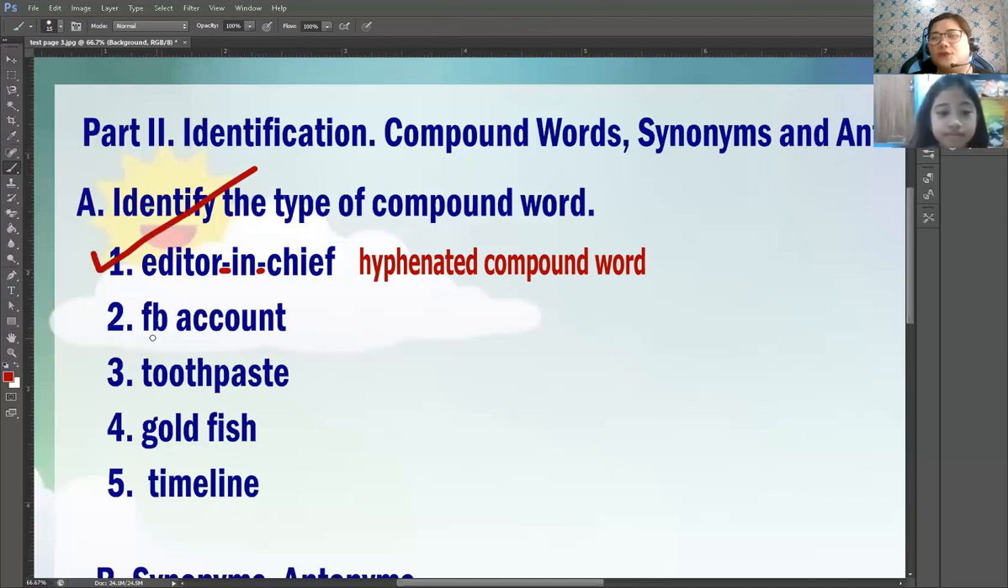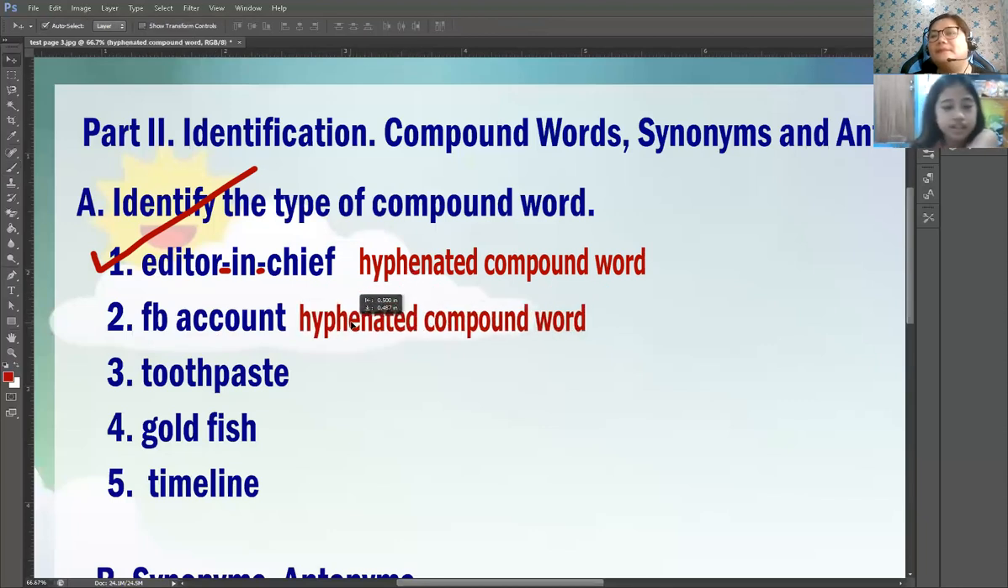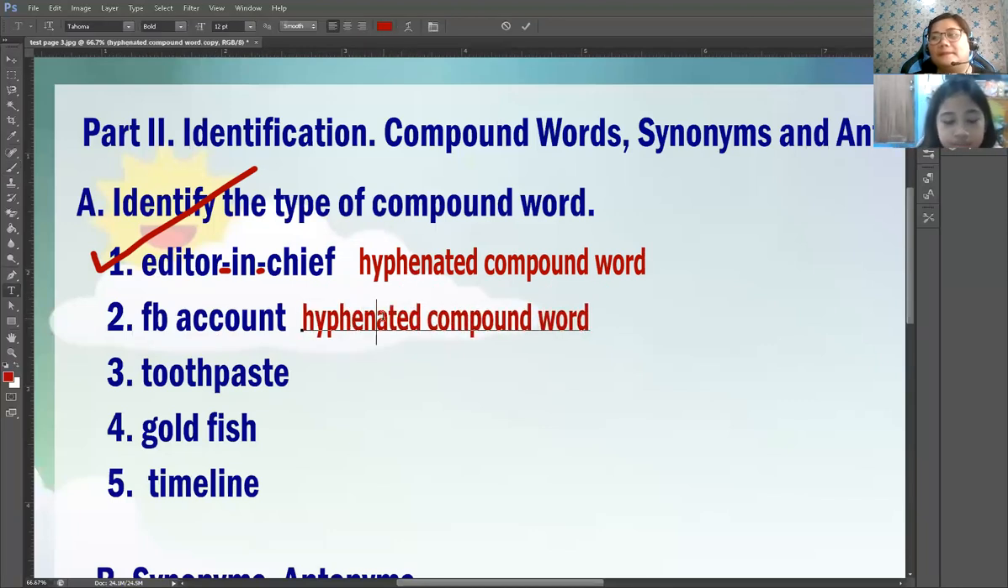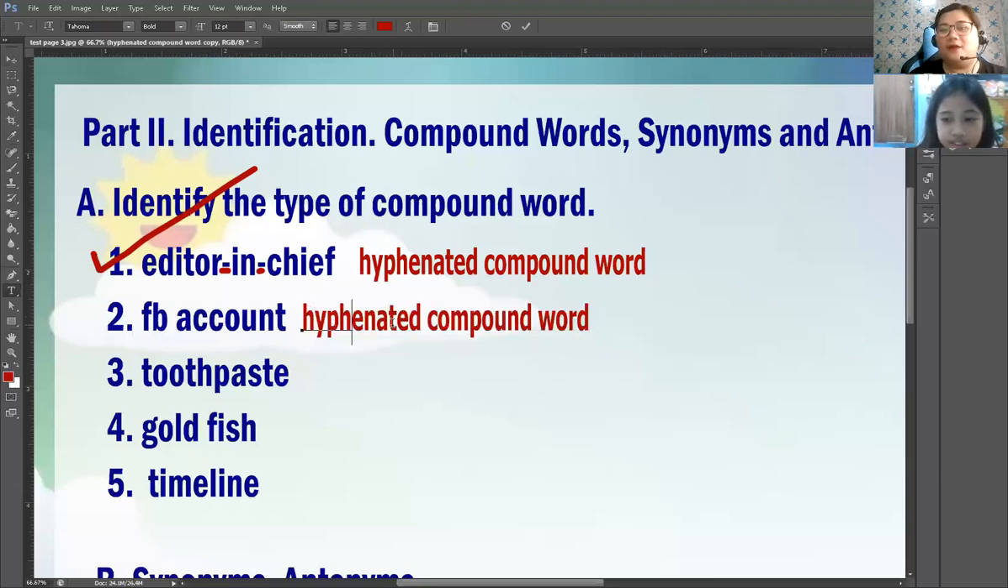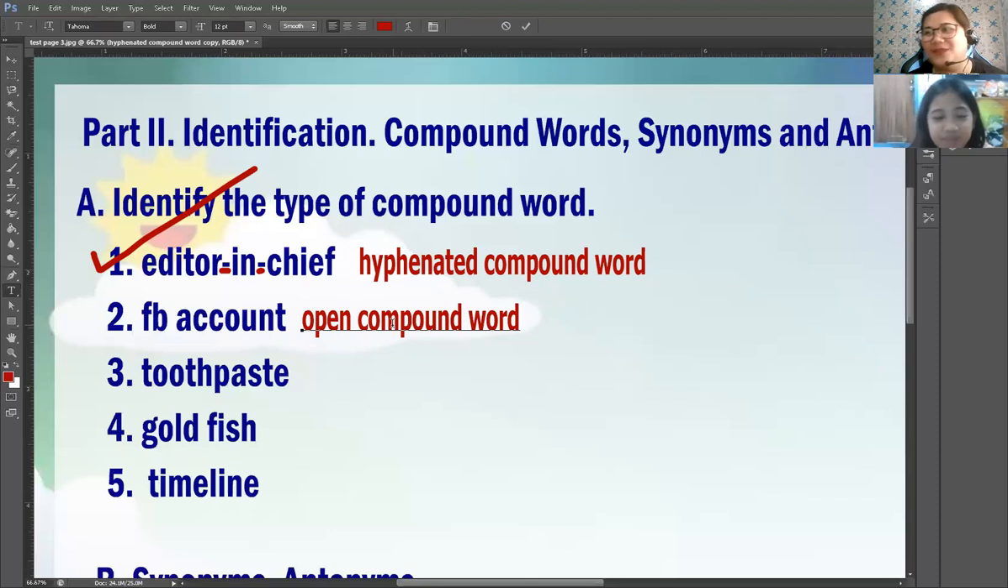How about number two? Can you tell me what type of compound word this is? It is open compound word, because it is a word. Do not say words, okay? All right. Why did you choose open compound word?